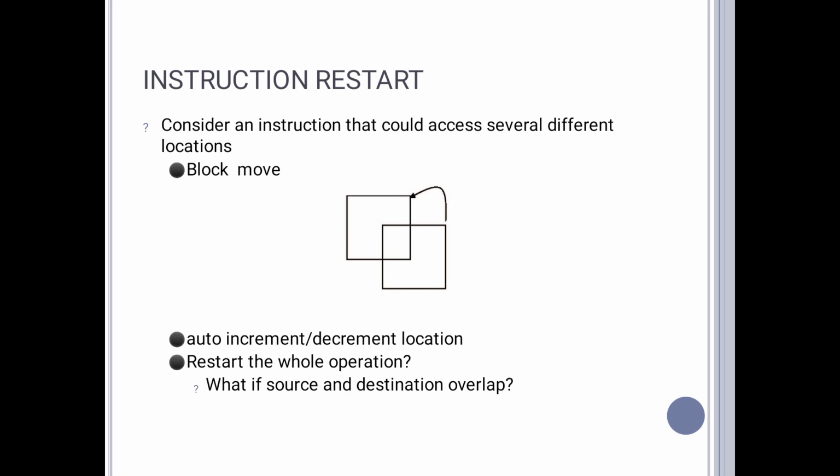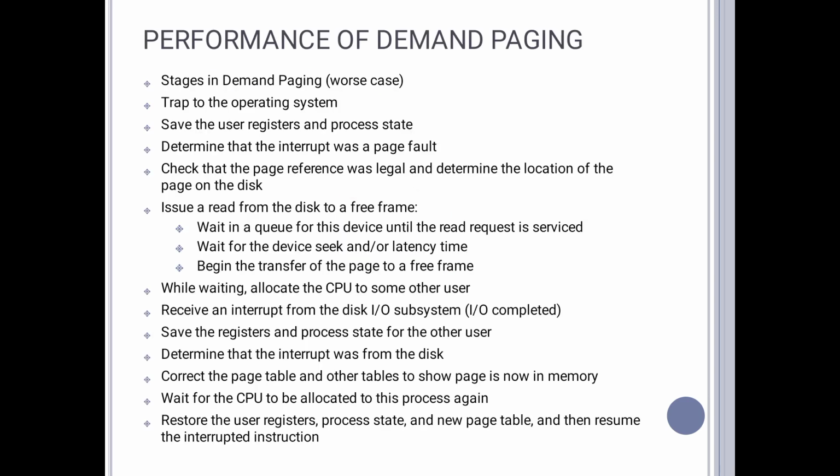Here there is also instruction restart. Consider an instruction that could access several different locations, such as a block move, or an auto-increment or auto-decrement location. Restoring the whole operation raises the question: what if those destinations overlap?